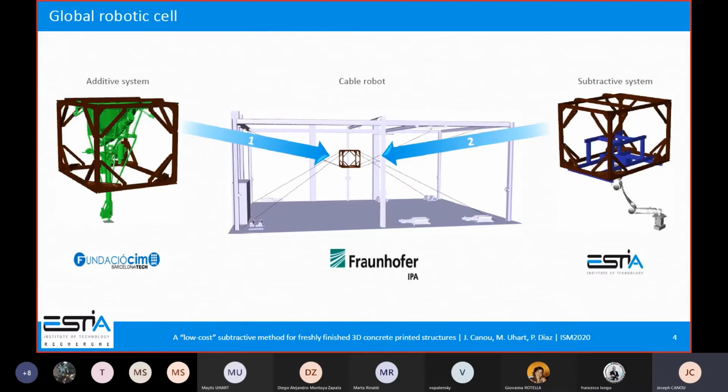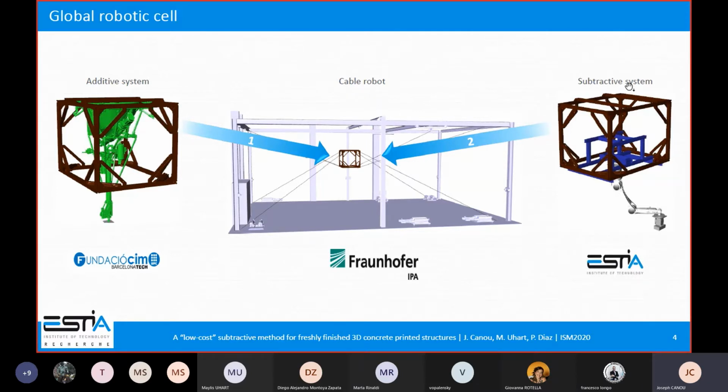So in HINDCON project, the global robotic cell is this one. So we have a big frame, 12 meter per 12 meter. And inside this big square, there is this big cube, there is a cable robot with 8 cables that will move an additive system to print, so to print concrete structure, and that will also hold a subtractive system to do some machining on the printed structure.